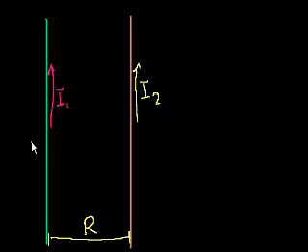Let's say for some reason this wire is fixed, or we could say they're floating in space, but let's just focus on wire 2 for now. This is wire 2, this is wire 1. What's going to happen to wire 2? Well, let's think about it. Wire 1, the current in it is going to generate a magnetic field. And what's the shape of that magnetic field going to look like?